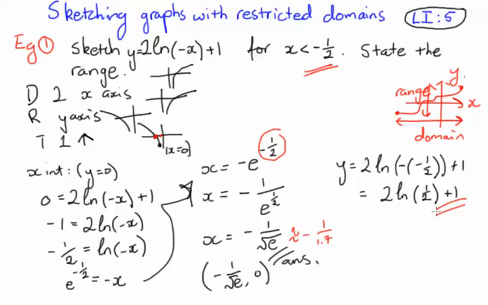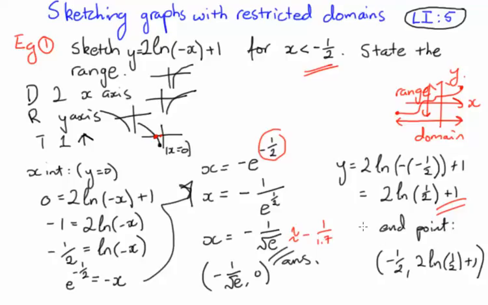So we've got the endpoint coordinate, so we know that our endpoint is at negative a half, 2 natural log a half plus 1. Look at that. That's pretty ugly. It's pretty hideous. So we've got all our information.